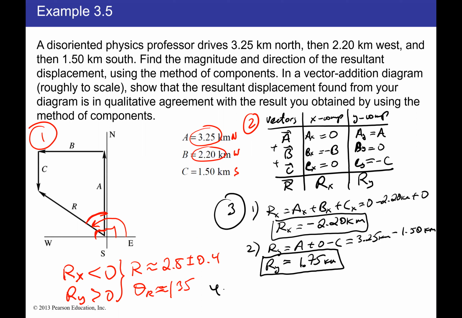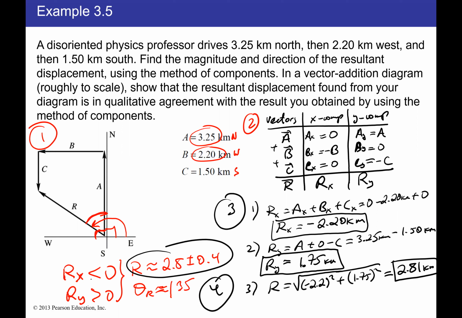Then step 4 will be to use equation 3 to find the magnitude of R. In this case, it will be the square root of negative 2.2 squared plus 1.75 squared. We find the magnitude, 2.81 kilometers, and that roughly matches what I predicted.